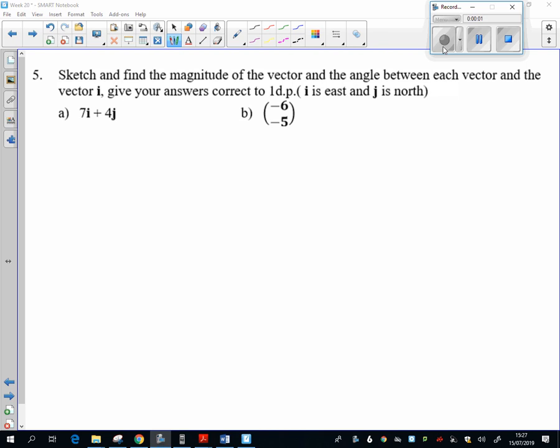Okay, so for part A, I've got an i and j vector. First thing it asks me to do is sketch it. So 7i is going to be 7 in the positive i direction. 4j is going to be up 4, the positive j direction. So the resultant vector is going to be that vector there.